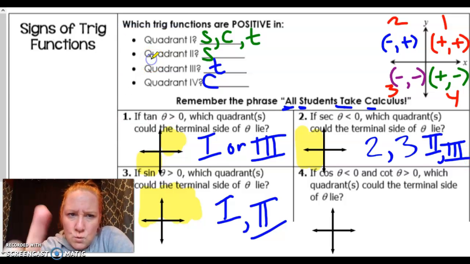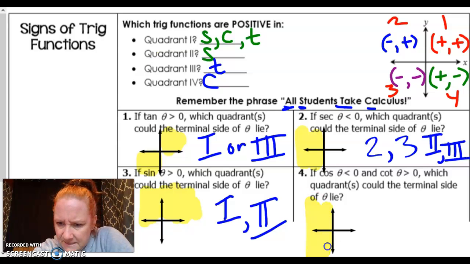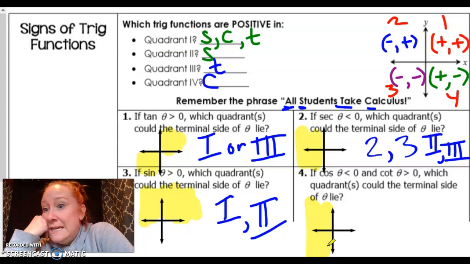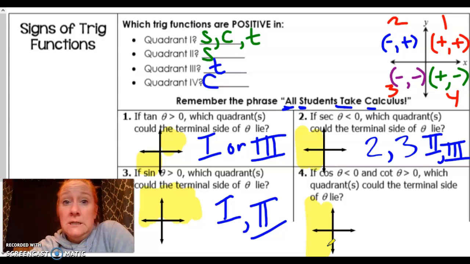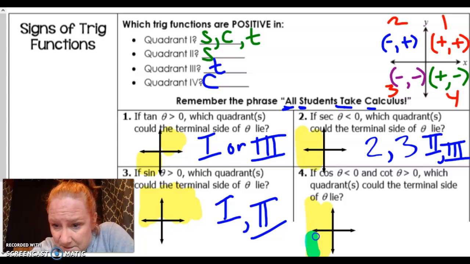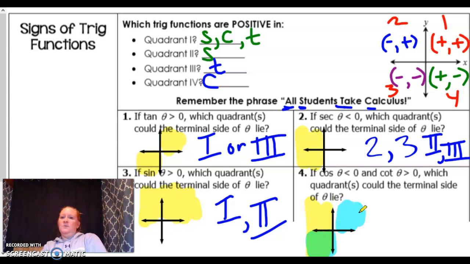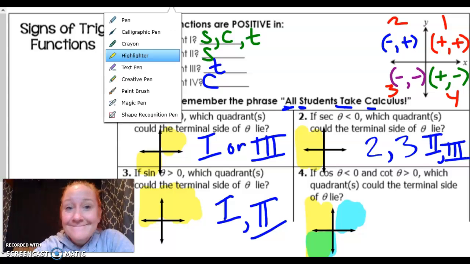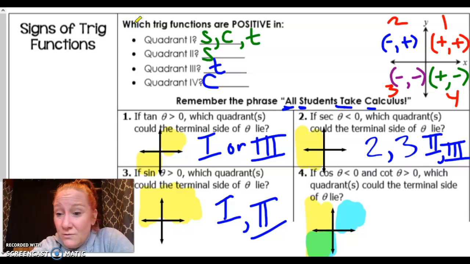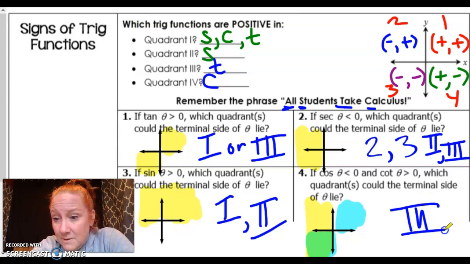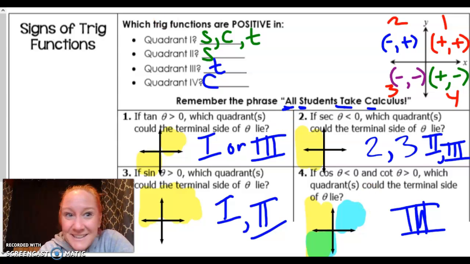Last one. If cosine is less than 0, that's over here, and cotangent is greater than 0. Cotangent is greater than 0 happens here or here. Which one is it going to be in? Only one option there. That says quadrant 3. Lots of fun.